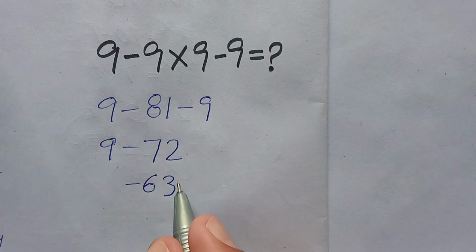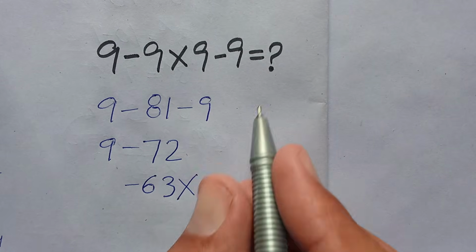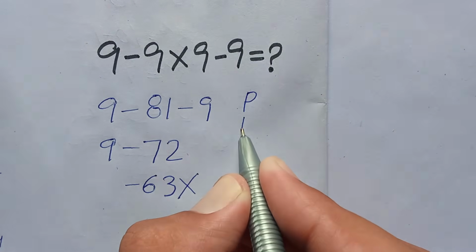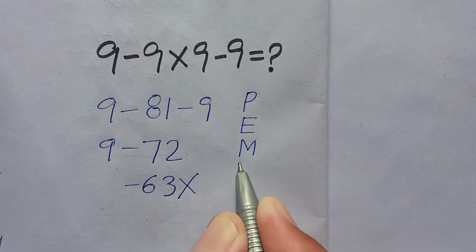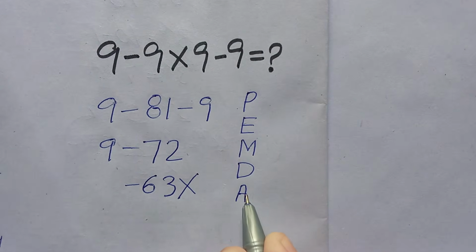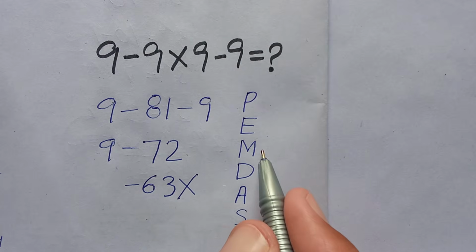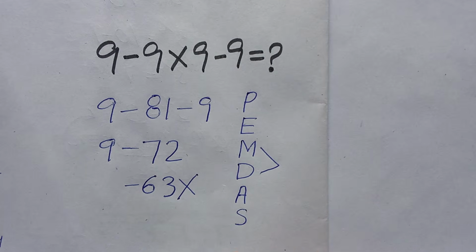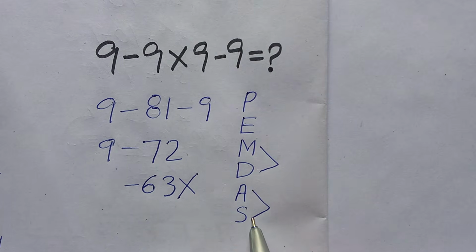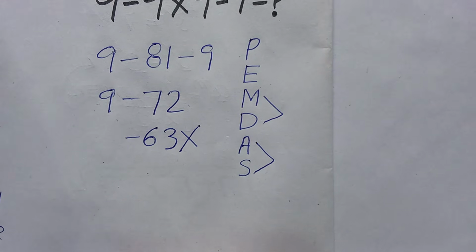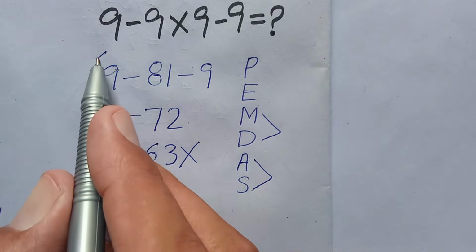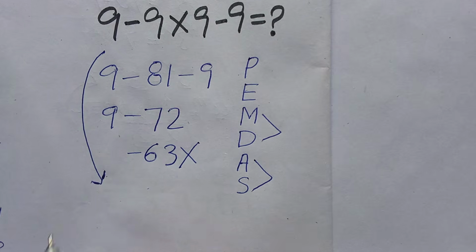But trust me, this answer is wrong because we did not follow one of the most important rules, which is called PEMDAS. According to the PEMDAS rule, multiplication and division have much higher priority than addition and subtraction. And now we can solve this question correctly this way.